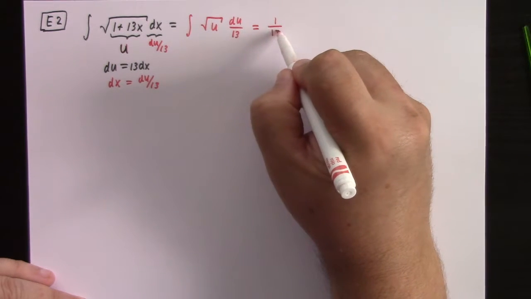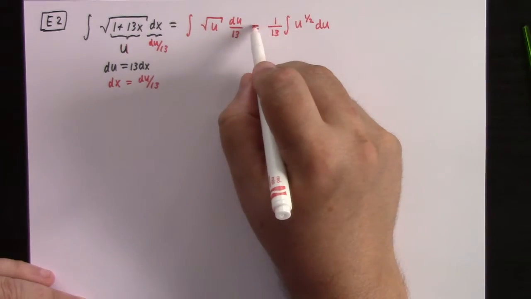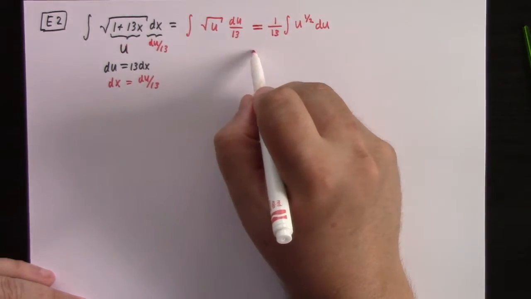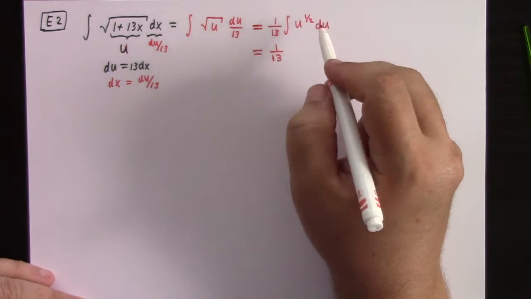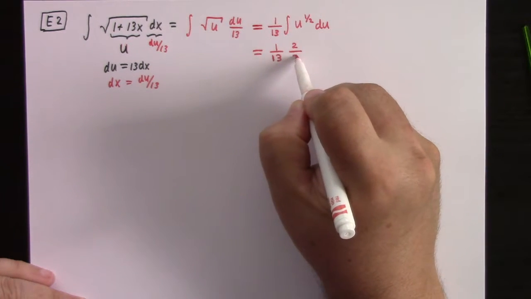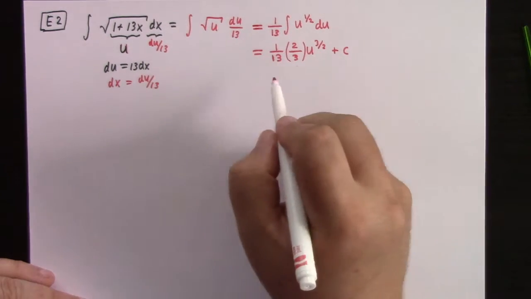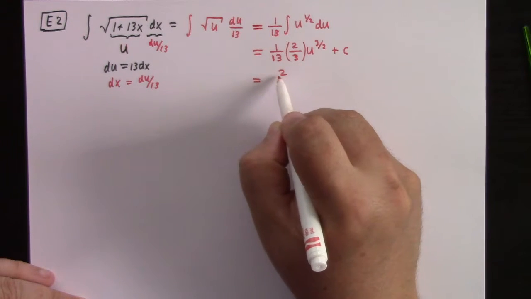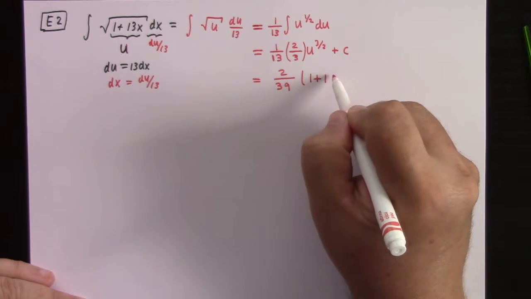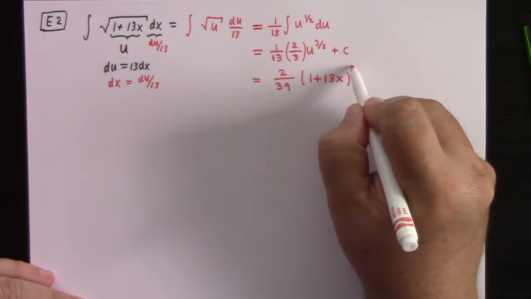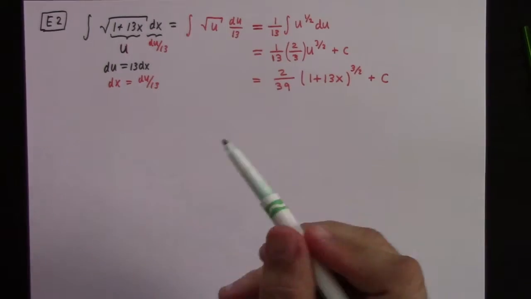Or in other words, 1/13th the integral of u to the 1/2 du. And then that is 1/13th times, 1/2 plus 1 is 3/2, so that's 2/3, u to the 3/2 plus a constant. In other words, we have 2 over 39 times 1 plus 13x to the 3/2 power plus a constant. And there it is. That is the integral.